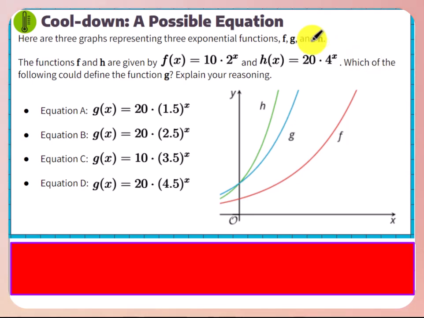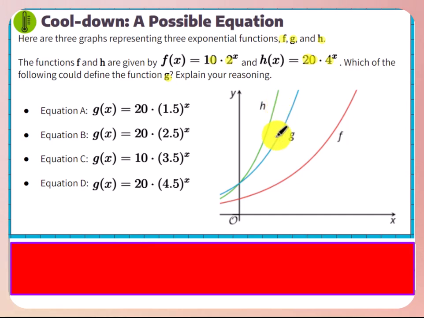All right, we have 3 graphs representing 3 exponential functions, f, g, and h. Okay, f of x equals 10, initial amount, times 2 to the x. So we're going to be doubling this in every increment, every time we go up by 1 in terms of time. h of x starts with an initial amount of 20, and then we quadruple that with each increment. Which of the following could define the function g?